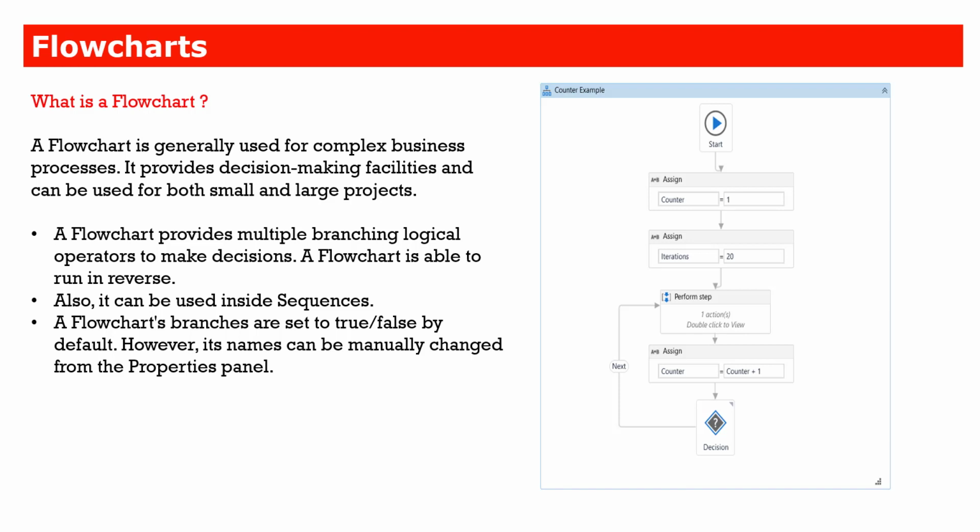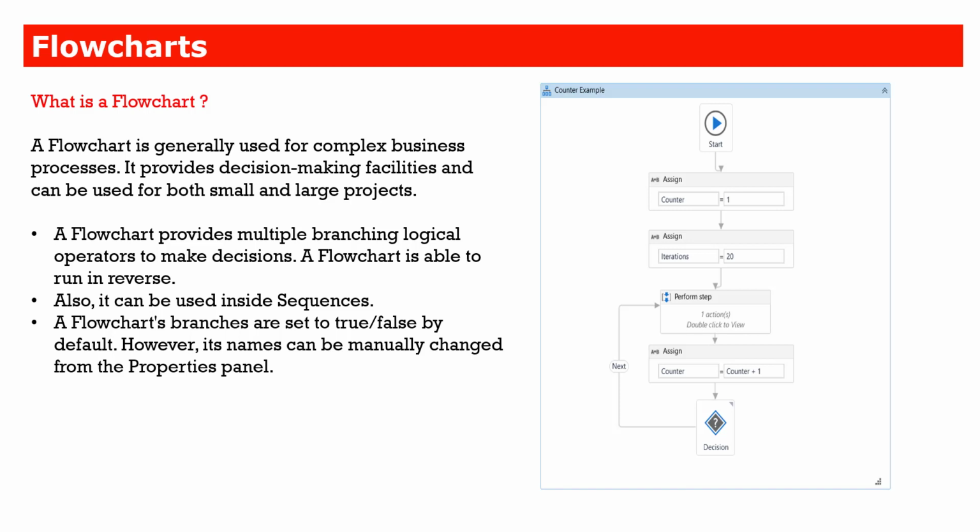So if you look at the screen, after performing step number one, we are incrementing a counter, we are checking a decision, and we are going back to the perform step. So it can go in a backward direction, right? So that's a definition of flowchart. Usually people will ask a question, what is the difference between sequence and flowchart? Can anyone help me to explain this? What is the difference between sequence and flowchart, if you understand it correctly?